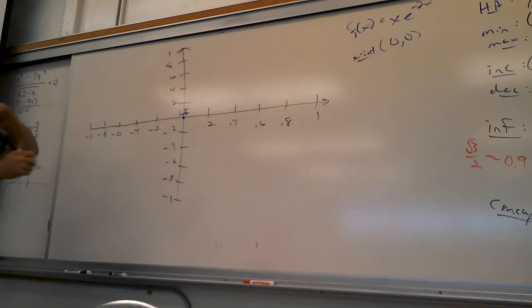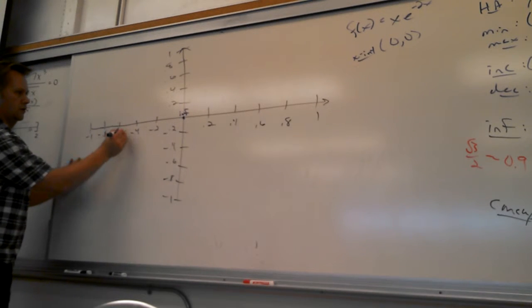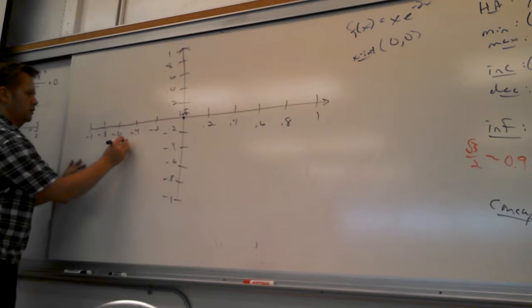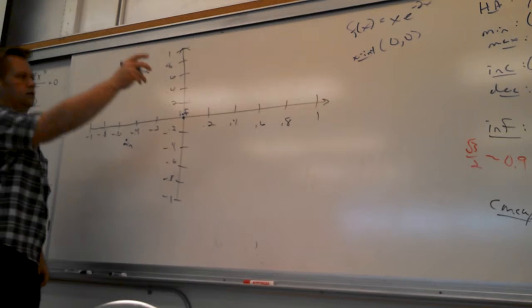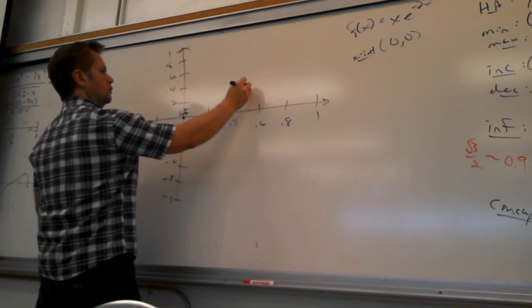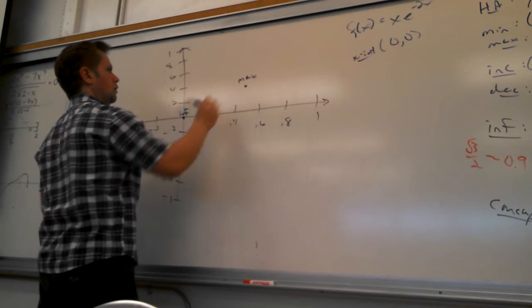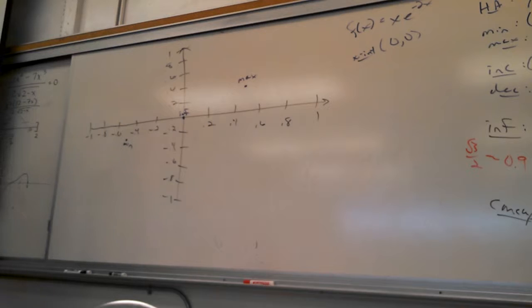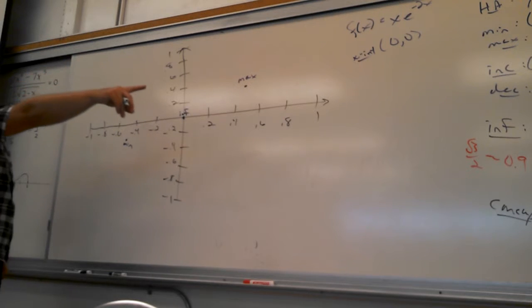There's a min at negative 1/2, negative 0.3. So right here, there's a min. There's a max at the mirror image over here, 1/2, 0.3. How are we doing so far? Good. All right. There's an inflection point at 0, 0.